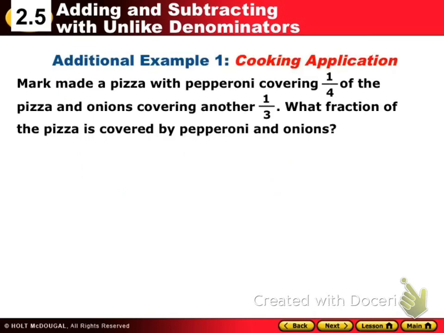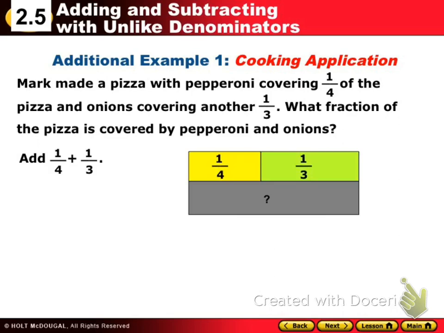So here's an additional example. In a cooking application, Mark made a pizza with pepperoni covering a fourth of the pizza and onions covering another third. What fraction of the pizza is covered by the pepperoni and the onion? So you have a fourth of it and a third of it, and we want to know what fraction is covered by both. We could look at a bar model like this. We're basically combining the two fractions. We want to add a fourth and a third, but you can see that they're not equal sizes. So we cannot just combine them. We have to first get them into a common denominator.